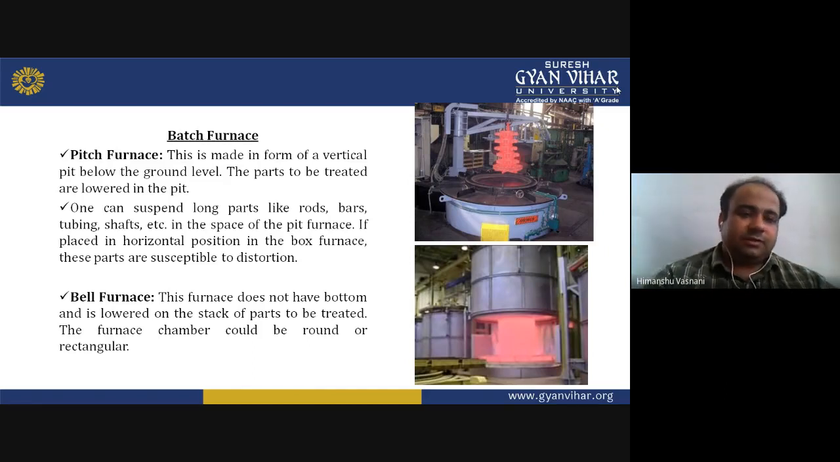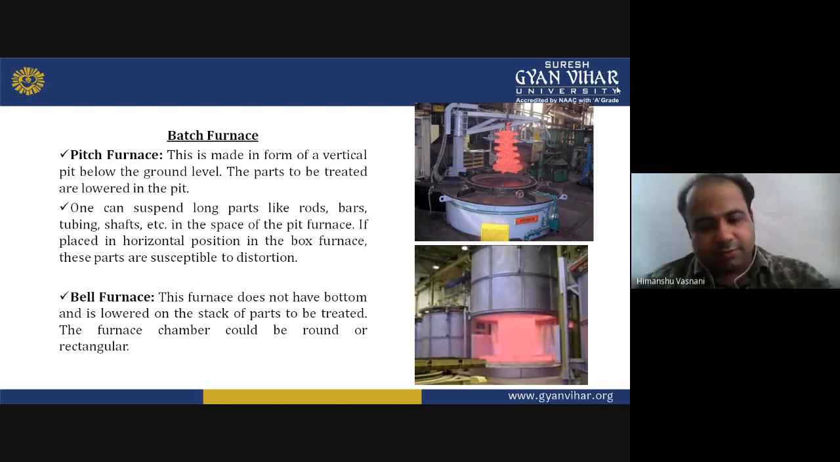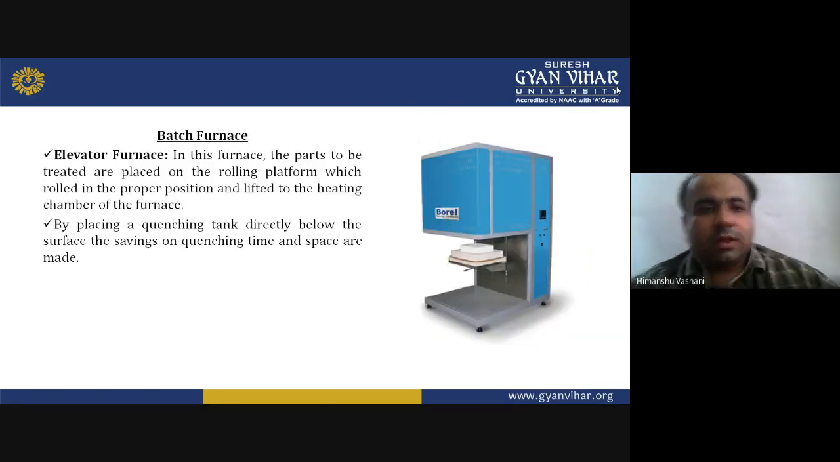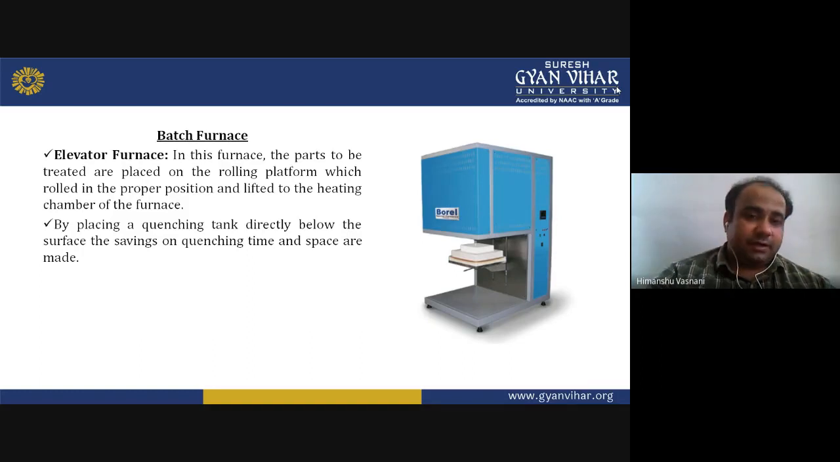Now the bell furnace. This furnace does not have a bottom and is lowered onto the stack of parts to be treated. The furnace chamber could be round or rectangular, whatever you want. Now the elevator furnace. In this furnace, the parts to be treated are placed on a rolling platform, which is rolled into the proper position and lifted into the heating chamber of the furnace.